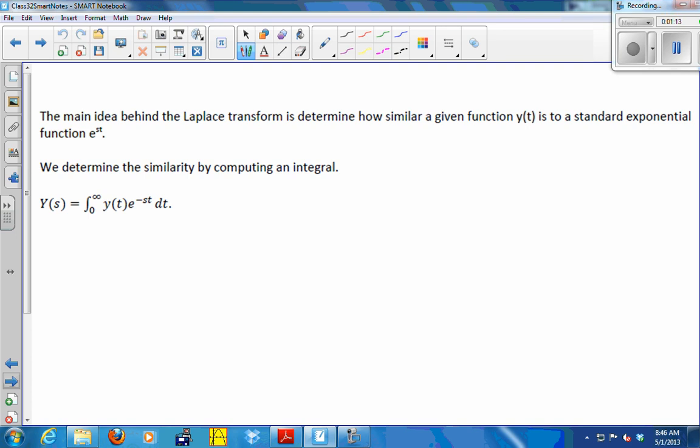So we determine the similarity by computing an integral. There are lots of ways that I could tell how much alike y of t and e to the st are. One way would be to subtract the two. The closer you get to 0, the more alike they are. One way would be to take the ratio of the two. The closer the ratio is to 1, the more alike they are. Another way is to take the integral from 0 to infinity of the product of the two. This is a way to tell how similar y of t and e to the st are, how close to each other they are.